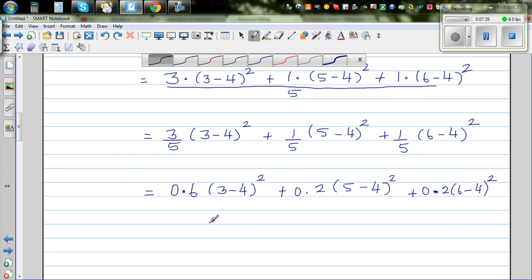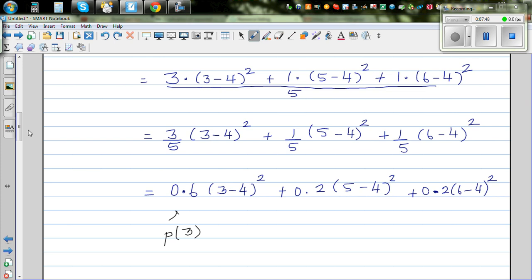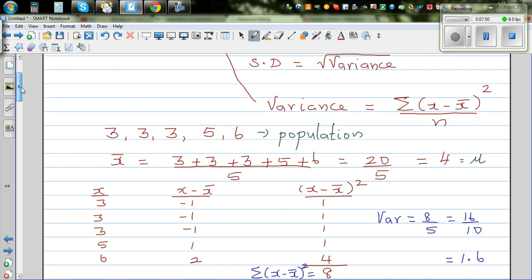Okay, now what is this? This is nothing but the probability of getting 3. Now if you think about it, what's the probability? If you have a population of this, the probability of getting 3 is 3/5, which is 0.6. And the probability of 4 is 1 out of 5, which is 2 out of 10, which is 0.2, and so on.